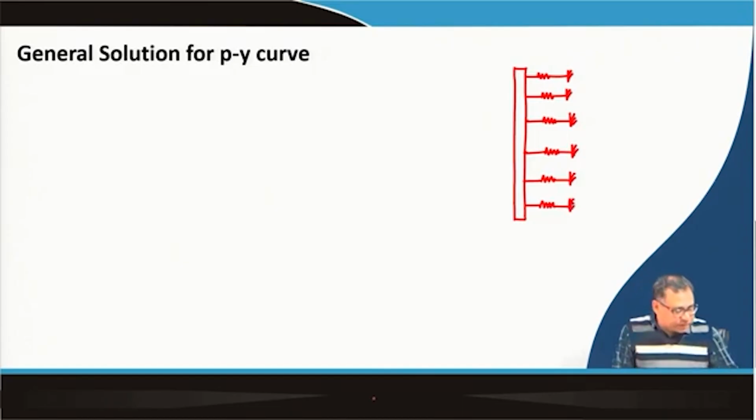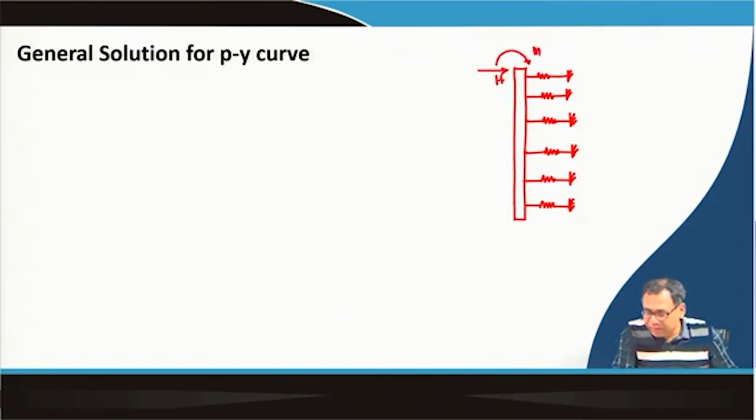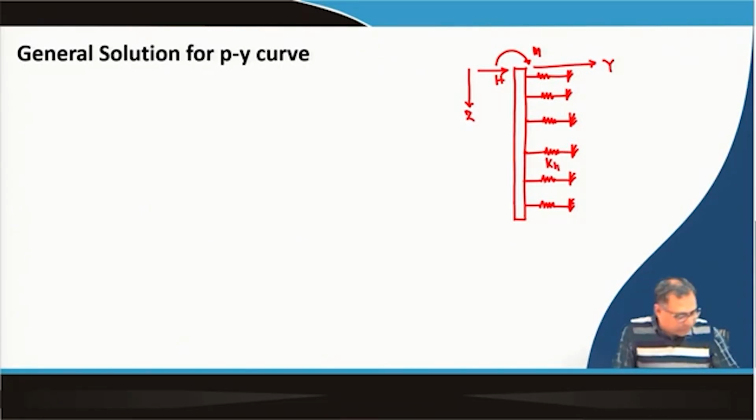Which is attached with the spring, and we are applying a horizontal load and moment at the head of the pile, or top of the pile. Suppose this is your y axis and this is the z axis, and this is the value of kh.